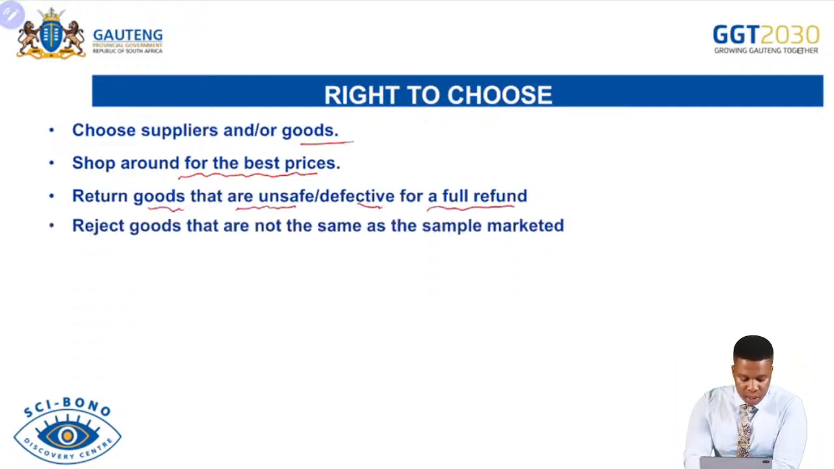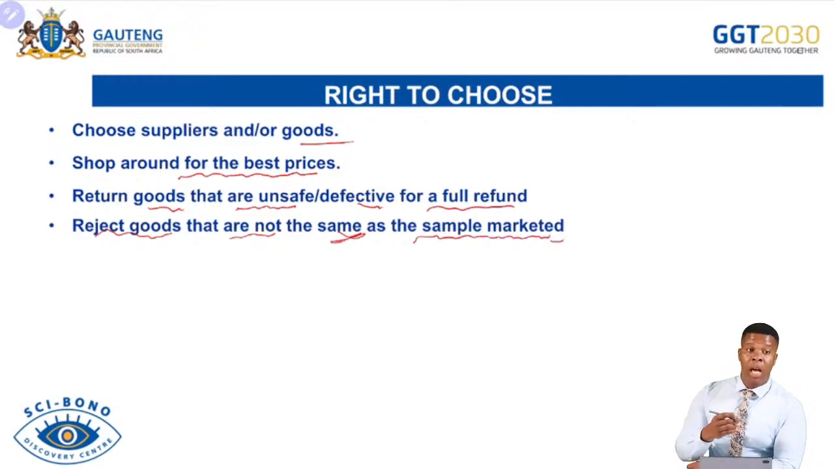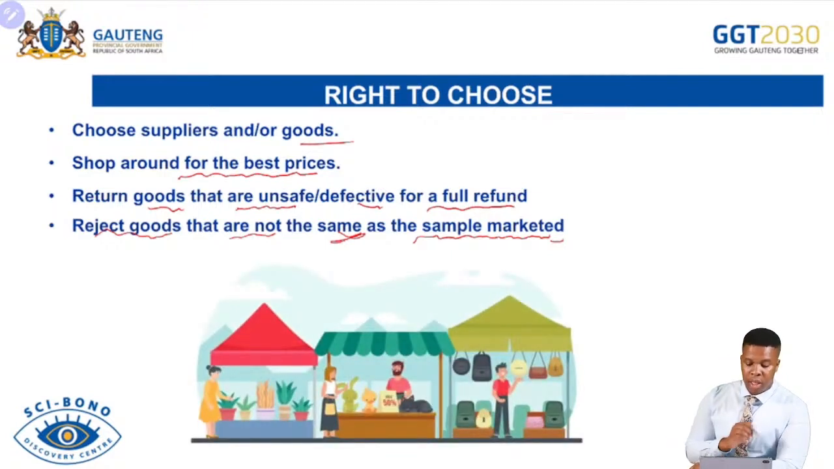And then you also have a right to reject goods that are not the same as the goods that were sample marketed. What we mean by that is that some products were actually being sampled to say this is how the product feels, and then you get excited because of the experience of the sample. Maybe they give you a small item and you are happy with that, but when you buy the larger item, you see that there's a difference between the sampled product and the actual product you are buying or using on a day-to-day basis. So this is what we mean.